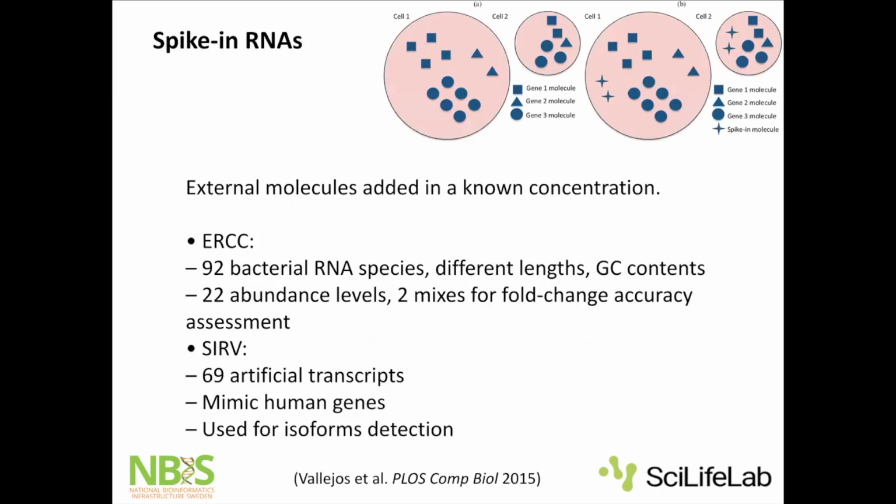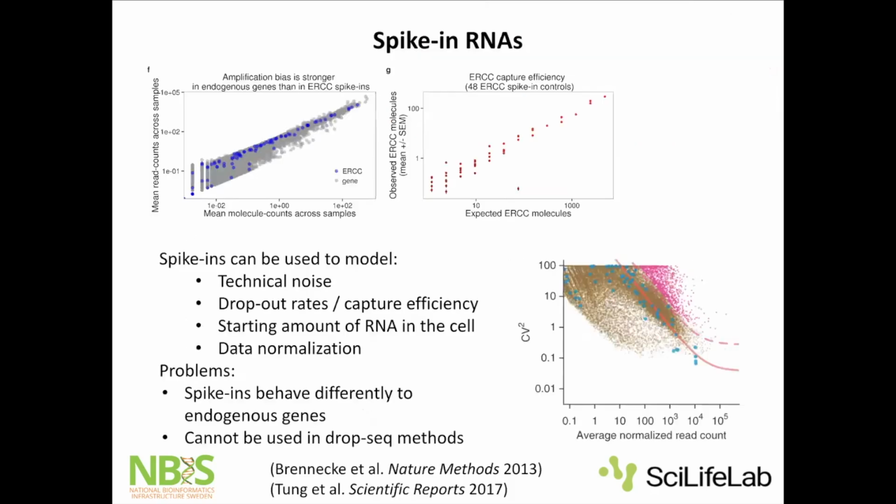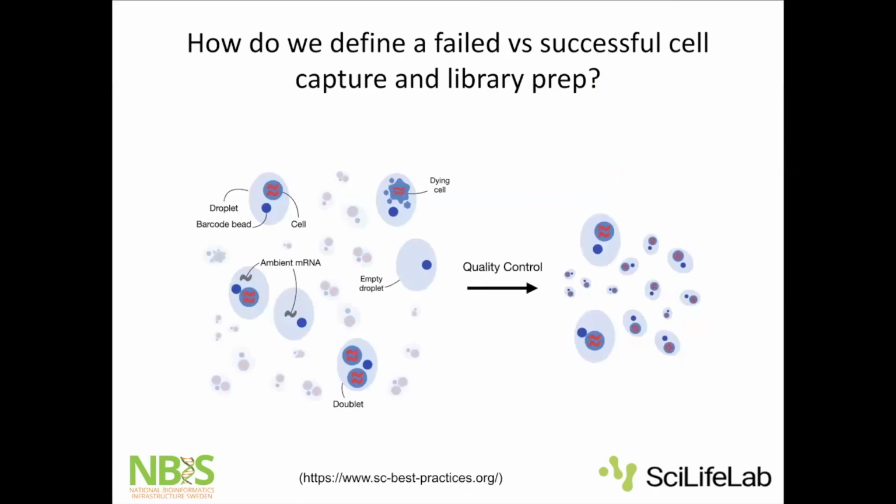Spike-ins are mainly just used for SmartSeq data, so I would just mention that they're there. It's not possible to use spike-ins with droplet-based assays. The whole point of adding them is as an external source of RNA that we can use to control for technical noise, to check for amplification bias, dropout rates, use for normalization and so on. But I think I will skip that part for now.